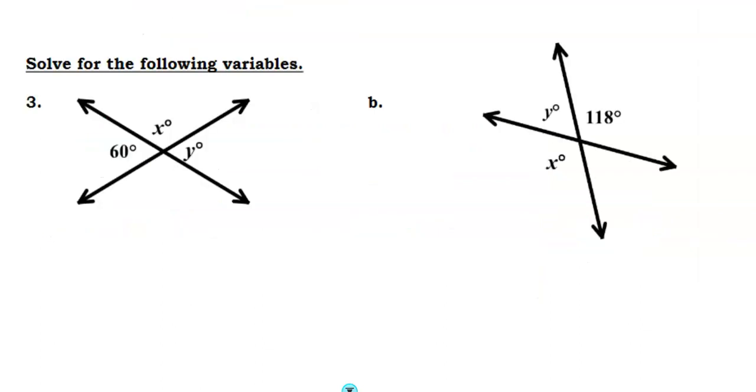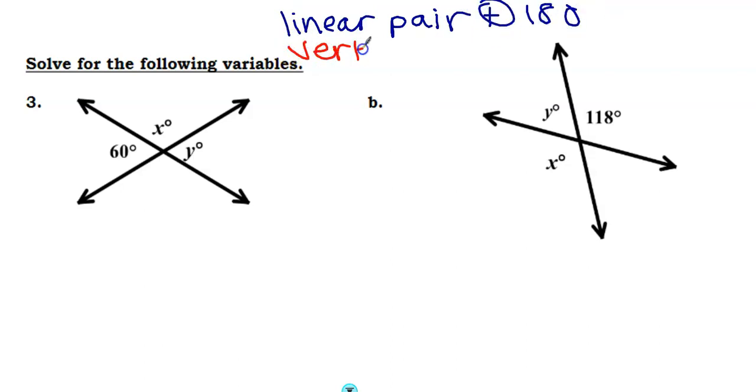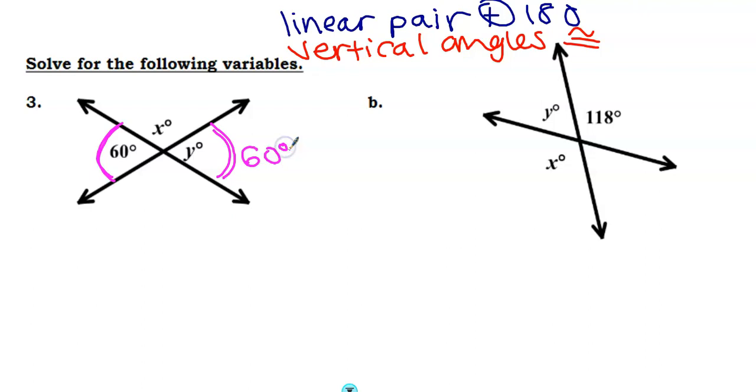Solve for the following. Okay, so we're going to solve for these knowing what we know. What do we know? We know that linear pairs add up to 180. And we know that vertical angles are congruent. Okay? So 60 and Y are vertical angles. They create that hourglass. They're across the way. So if this is 60, Y is also 60 degrees.